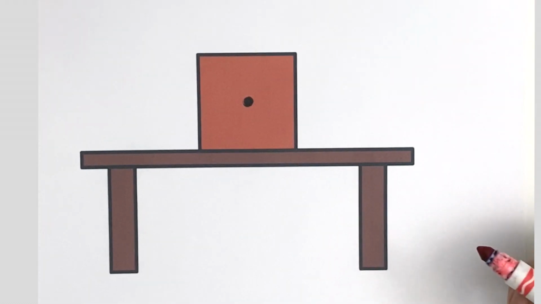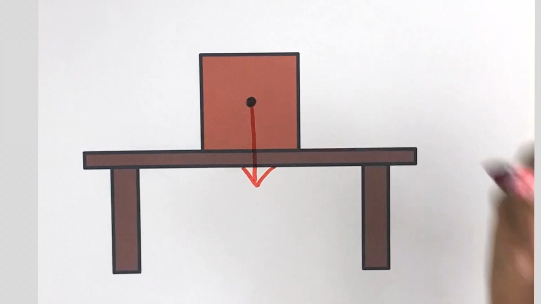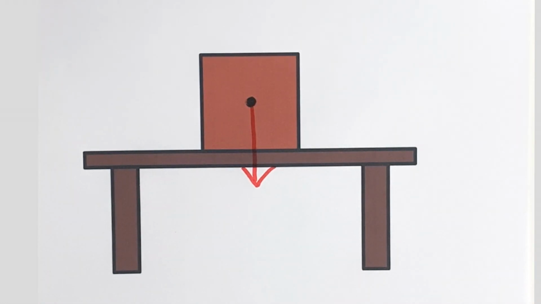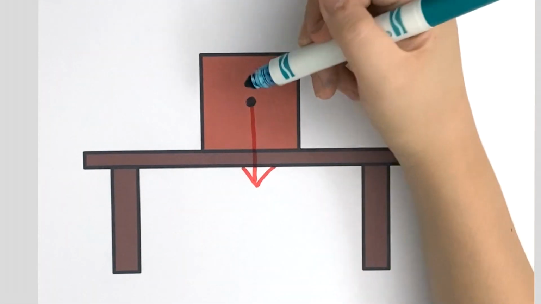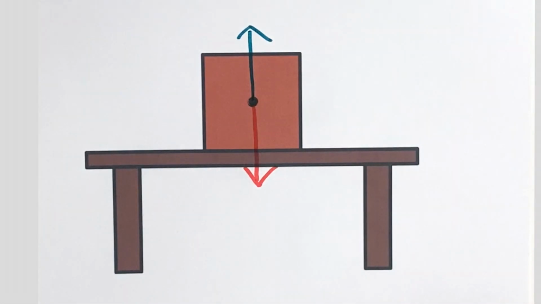Gravity pulls down on the object, so it is represented by an arrow pointing down, like this. But there's also normal force, which is exerted on the box by the table, so it points up. So it counteracts gravity, and all the forces are balanced. Since all the forces are balanced, we know that the box is not accelerating. This means that the net force acting on the box is 0.